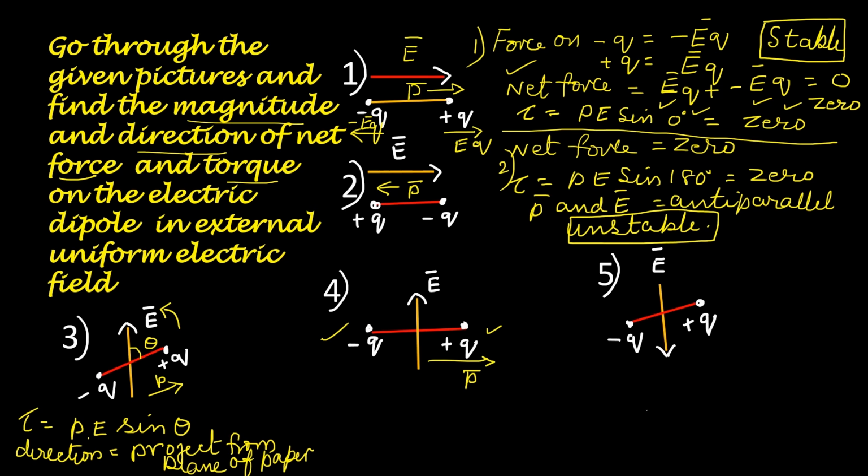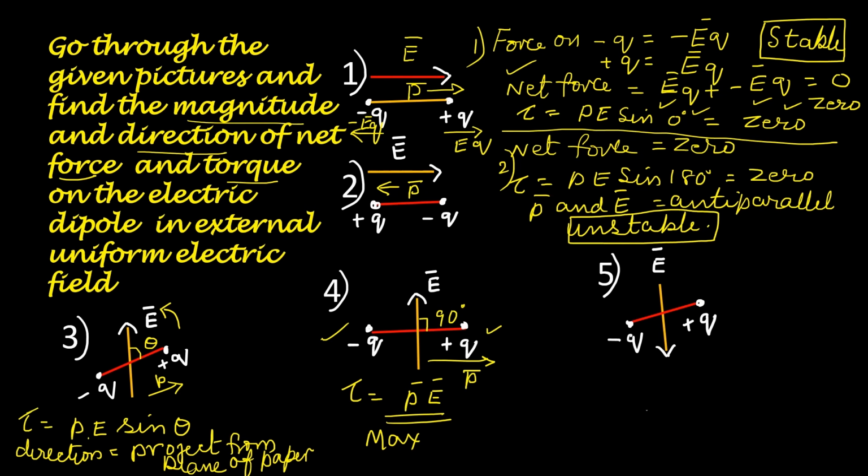Dipole moment and electric field directions are mutually perpendicular. So, it is resting at an angle 90 degree. Force is equal to 0. Torque is equal to PE sin theta, that is PE sin 90 degrees. Sin 90 is equal to 1. So the value is torque is equal to PE.